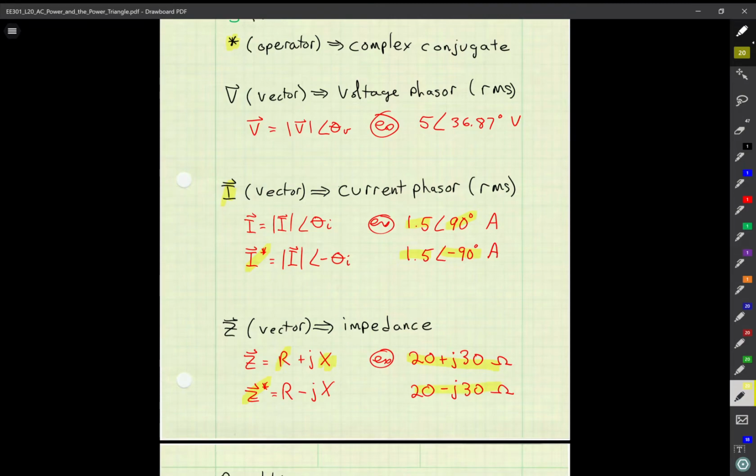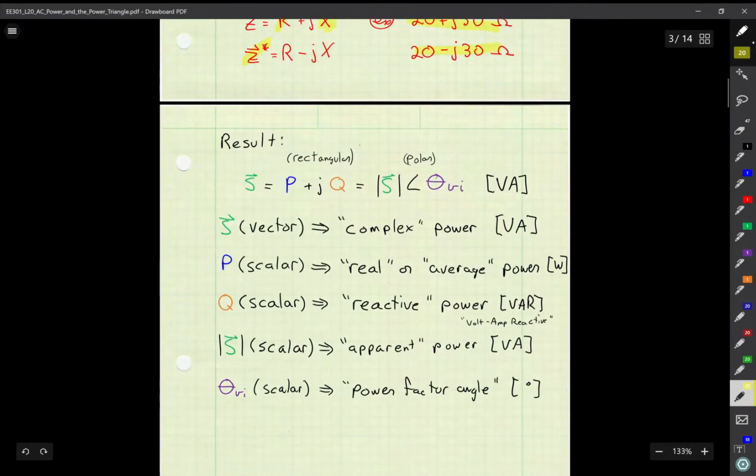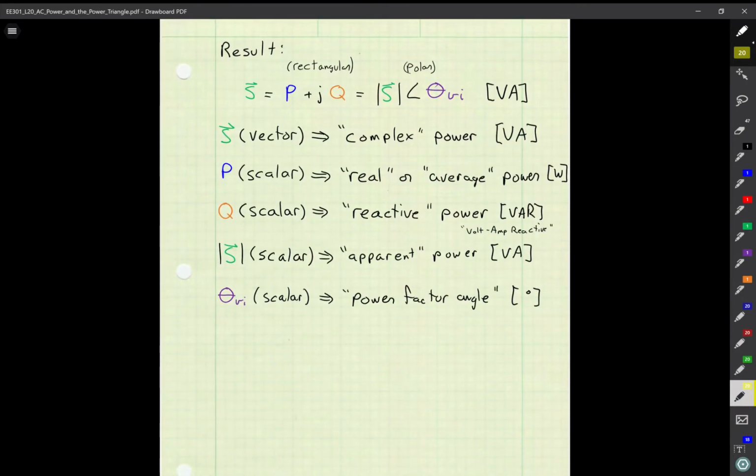j30 ohms. Okay. The result of that complex multiplication we call the complex power, measured in volt-amps. That's different than watts, but we want to make it sound similar to multiplying volts times current, so we call it volt-amps. In the rectangular coordinate system, we have the real part, which is real power, as you can imagine. Here's P, and the real or average power is measured in watts. That's the same watts, the same real power, as we discussed with the DC circuits.